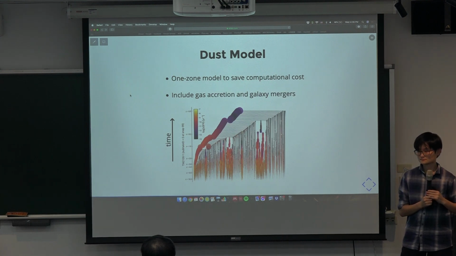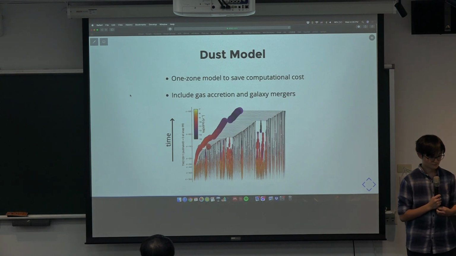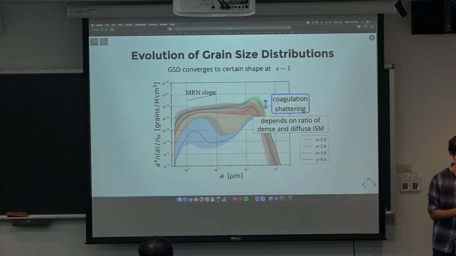Any more questions or comments? I got a few. On the decrease of the abundance of the large grain sizes from redshift 1 to 0, where did it go?